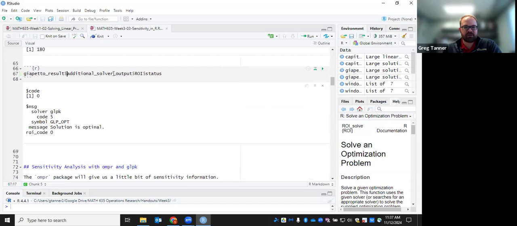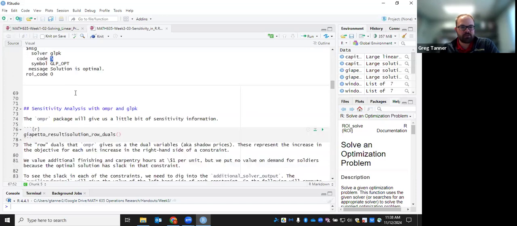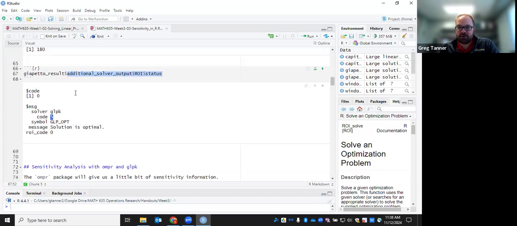And so actually I found if you look inside additional solver, $ROI, $status, that actually gives you the human readable message for the status. And so that explains a little bit more of that code 5 that I was talking about in the terminal conditions video. So it's solved to optimal, which is what we're hoping for. Not really worth doing sensitivity analysis if we run into an infeasible problem. Okay, so that's just the basic stuff that we've already seen before.